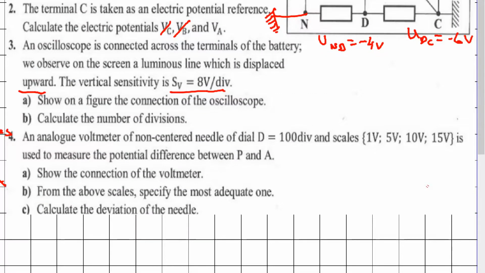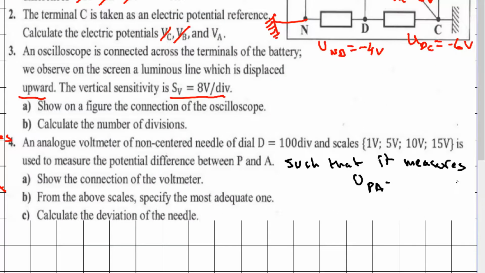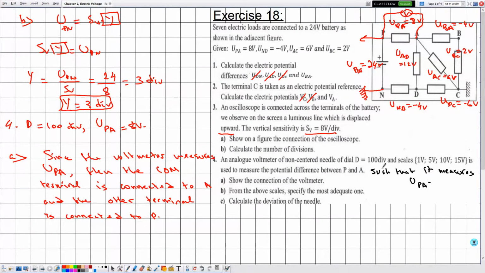Okay, here they didn't mention whether we are measuring UPA or UAP. So I have chosen UPA. So here let me say, as a given, it's measuring UPA. So suppose that this is a part of the given, a missing statement.